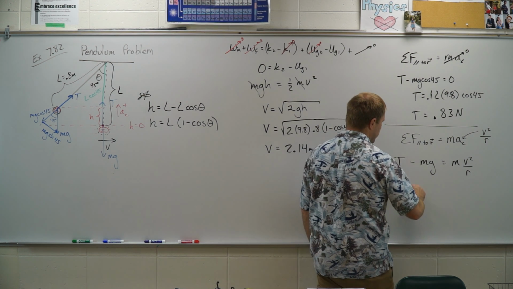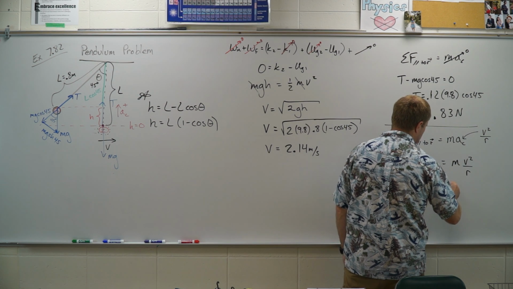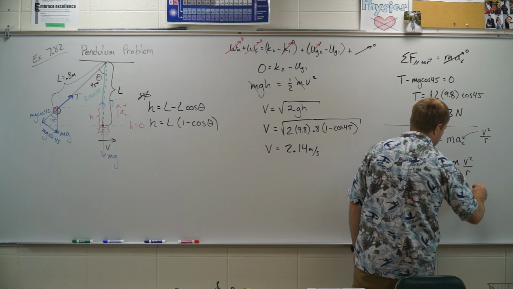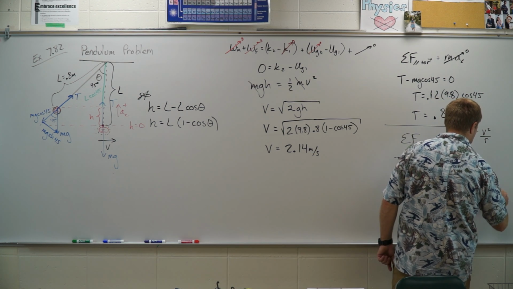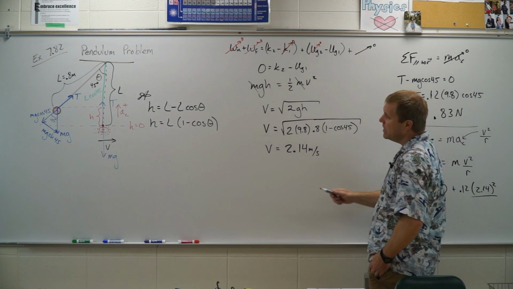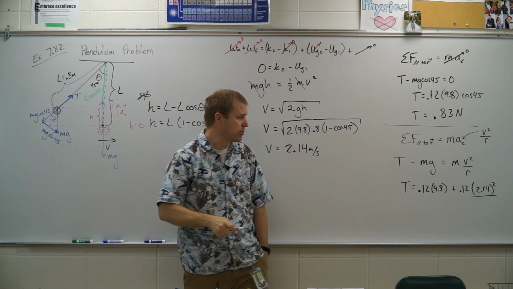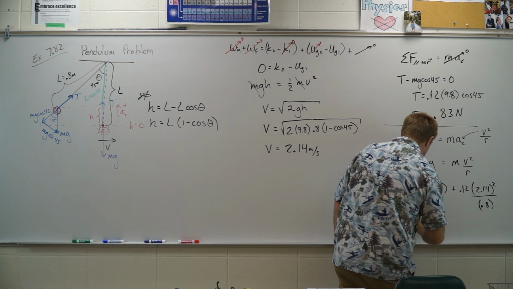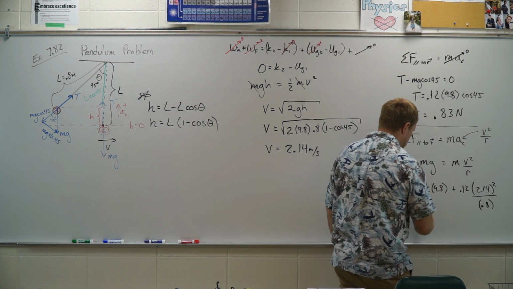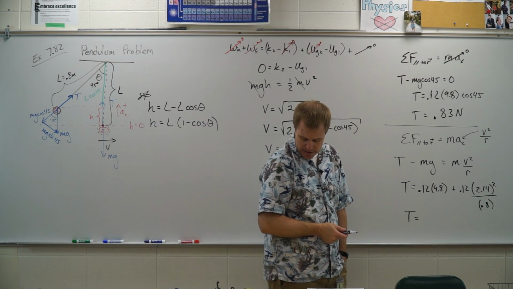So go ahead, solve for tension. So I get my 0.12 times 9.8 plus 0.12 times v squared. So that was my 2.14 squared, all divided by my radius. And the radius is going to be equal to the L value, which was 0.8 for us. And so we should end up with a tension greater than our 0.83.